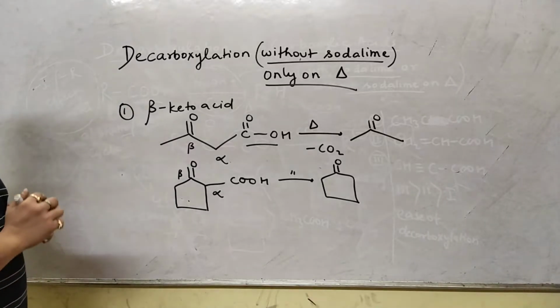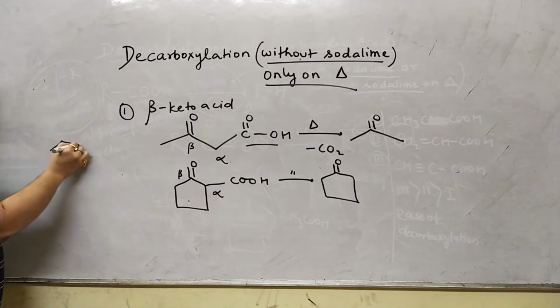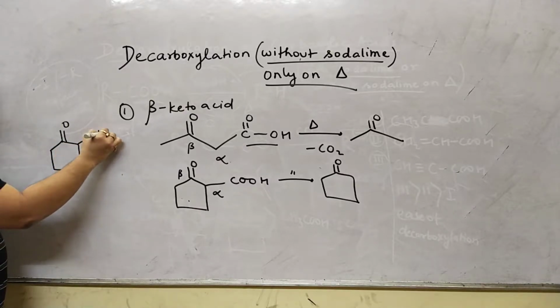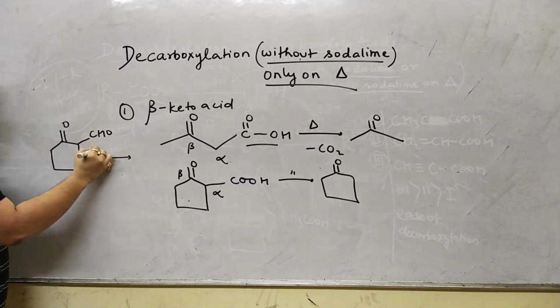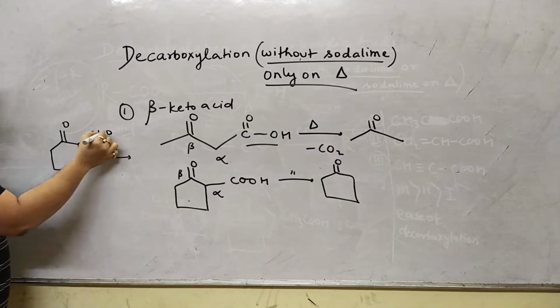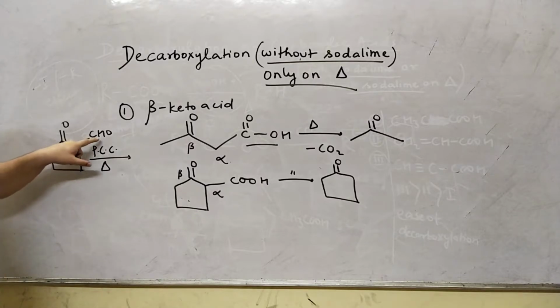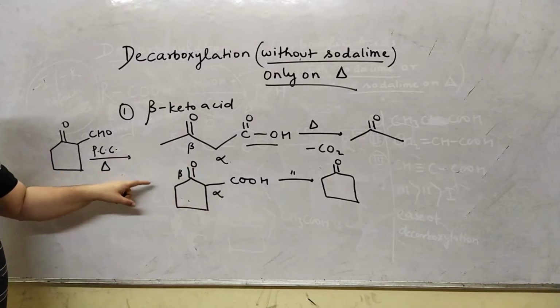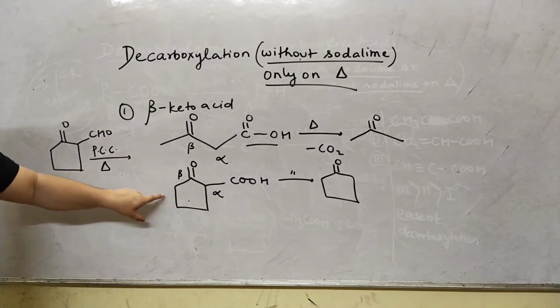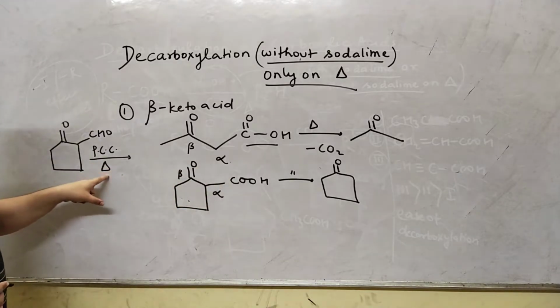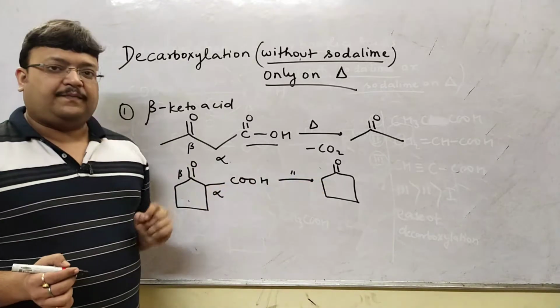Suppose you have a question like, this is PCC oxidizing CHO to COOH and heating. Now maximum people will oxidize CHO to COOH and give this as the answer. But the right answer will be, this got oxidized to COOH, alright, but because you have a delta here, the right answer will be this one.